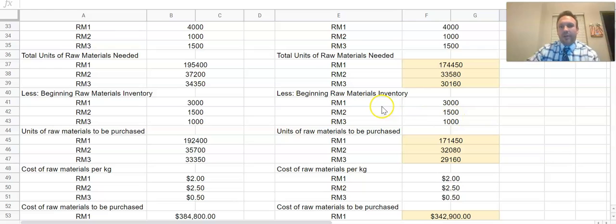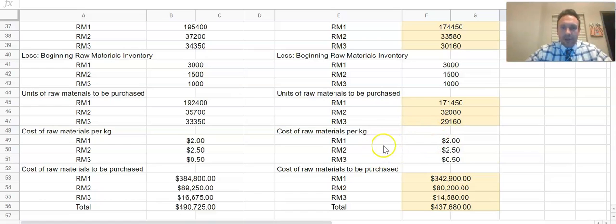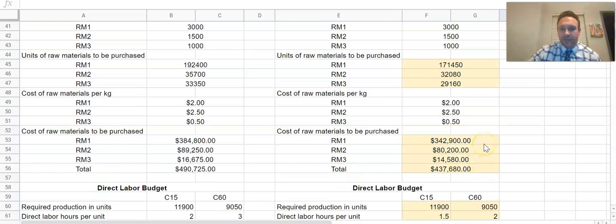The beginning raw material inventory will remain the same. And then the units of raw materials needed to be purchased are calculated as such. The cost of raw materials per kilogram will remain the same. And then, of course, the cost of raw materials to be purchased is going to be different based on the adjusted figures that we received. So the new total for cost of raw materials to be purchased is $437,680.